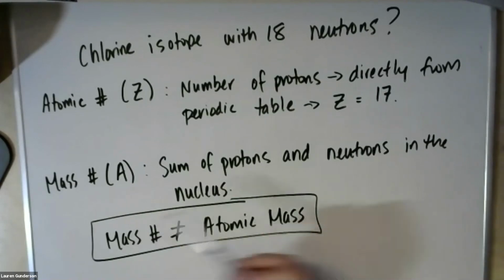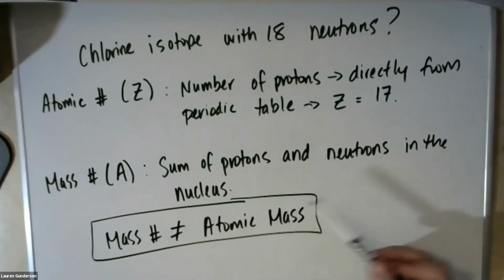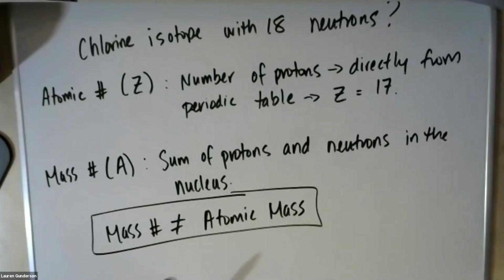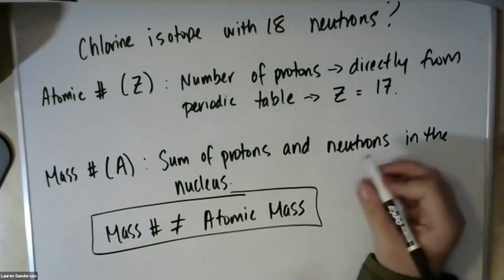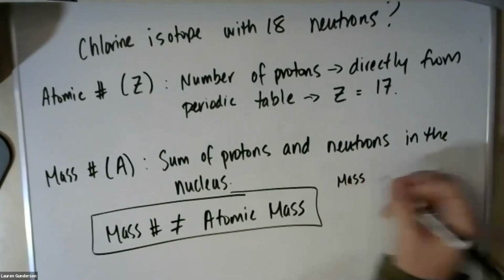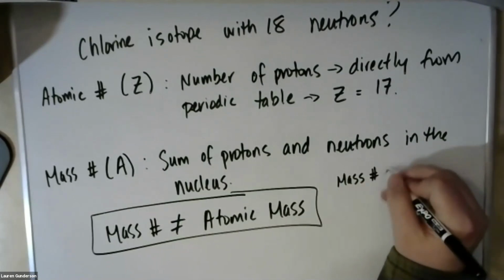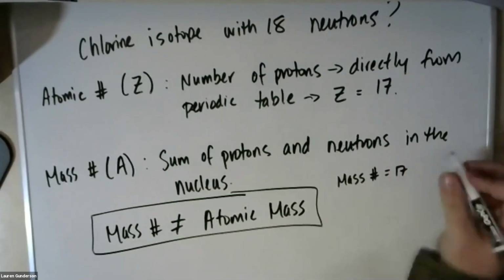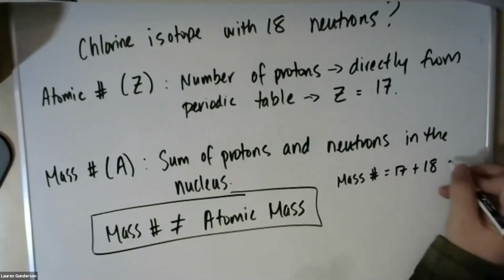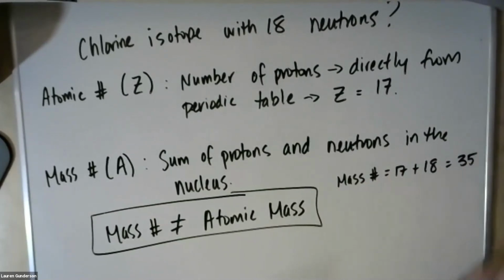The mass number is going to be the sum of the protons and neutrons in the nucleus of a specific isotope. Okay, so in this case, they told us that we have chlorine with 18 neutrons. That means that our mass number for this isotope is going to be 17 plus 18, my protons plus my neutrons. So my mass number is going to be 35.